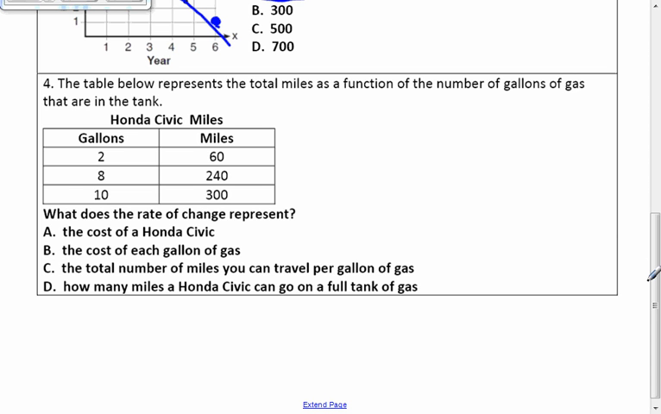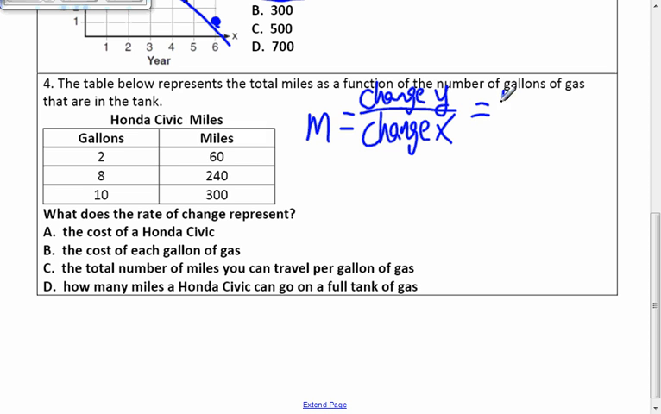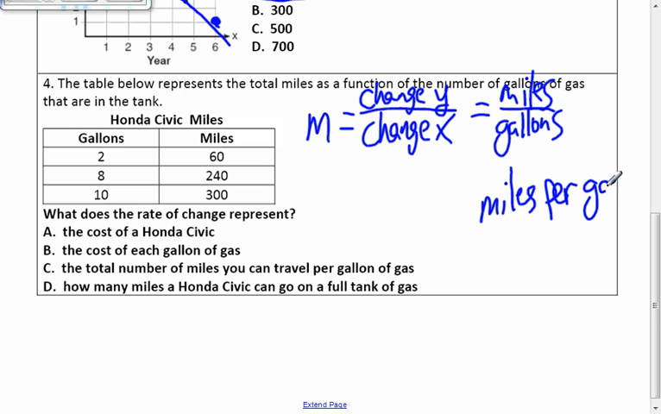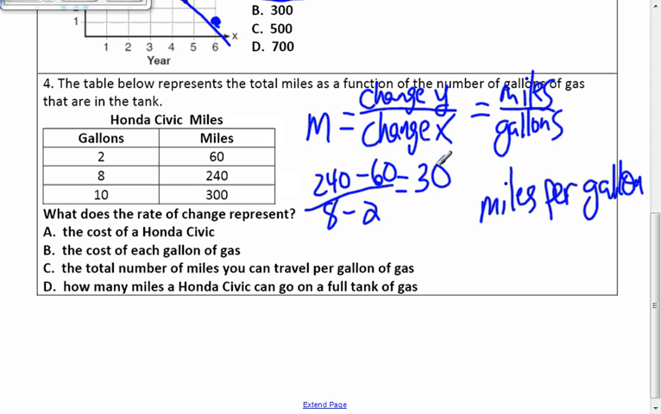The rate of change is the slope. And we know that slope is the change in the y values over the change in the x values. Well, the y value is miles, and the x value is gallons. So it's really just showing us how many miles per gallon. That's what the slope would be telling us here. If we found the slope, it would be 240 minus 60 over 8 minus 2, which comes out to 30. So that means they're getting 30 miles per gallon.